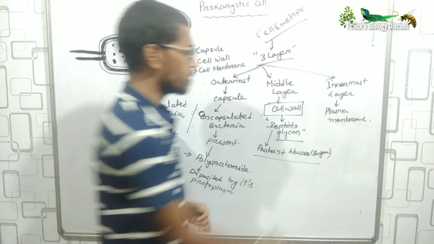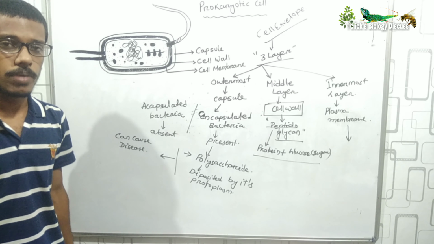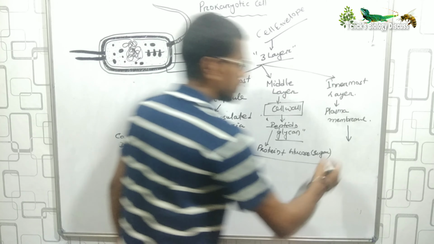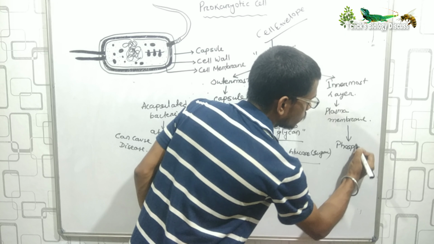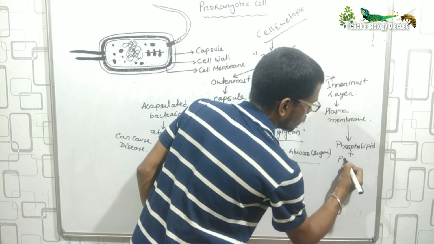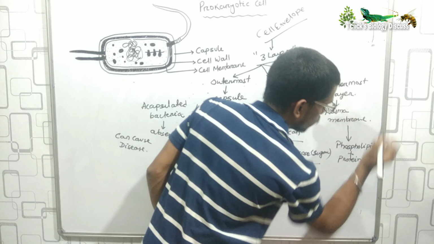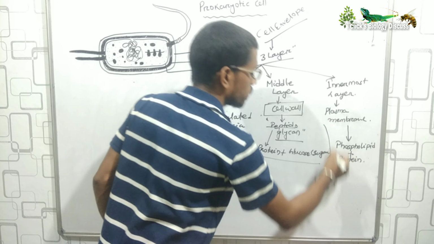And inner to this cell wall, there is the plasma membrane. The plasma membrane is made up of phospholipids and proteins.